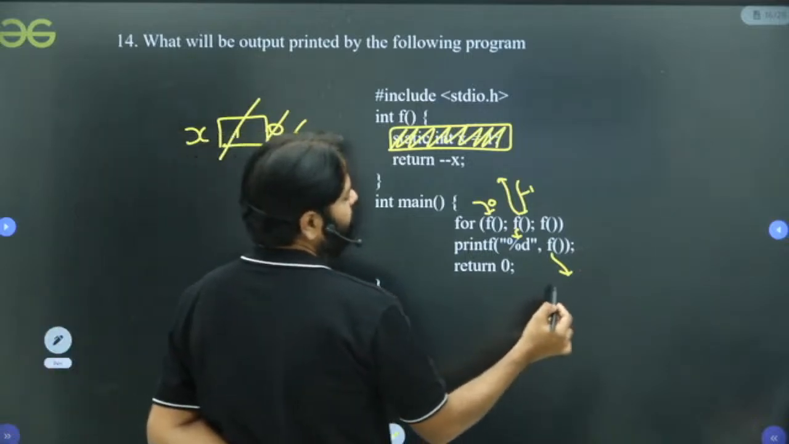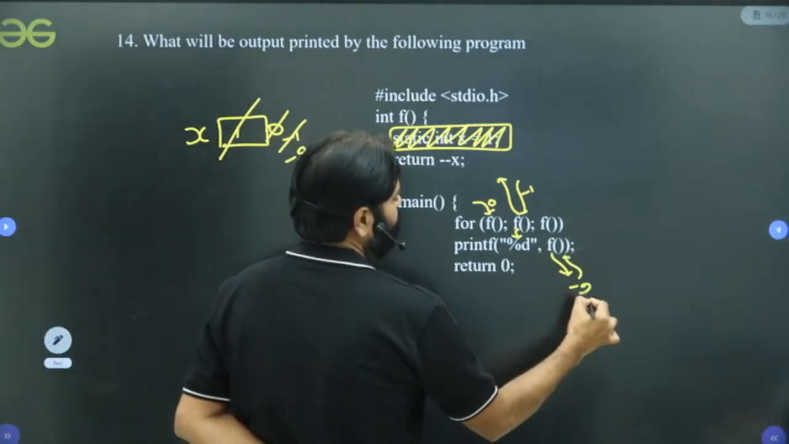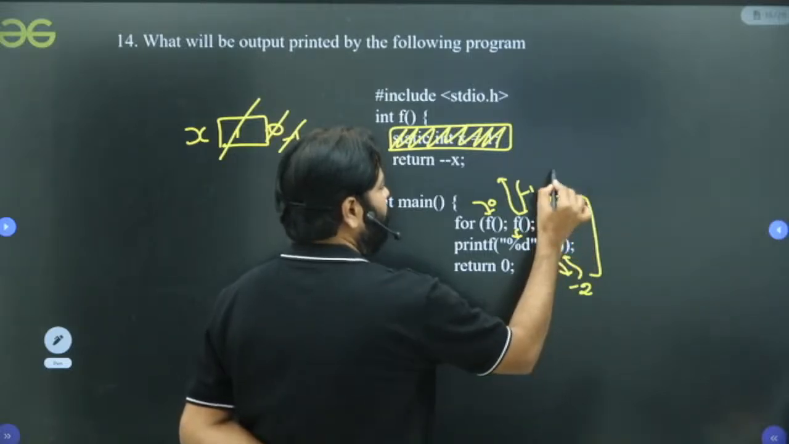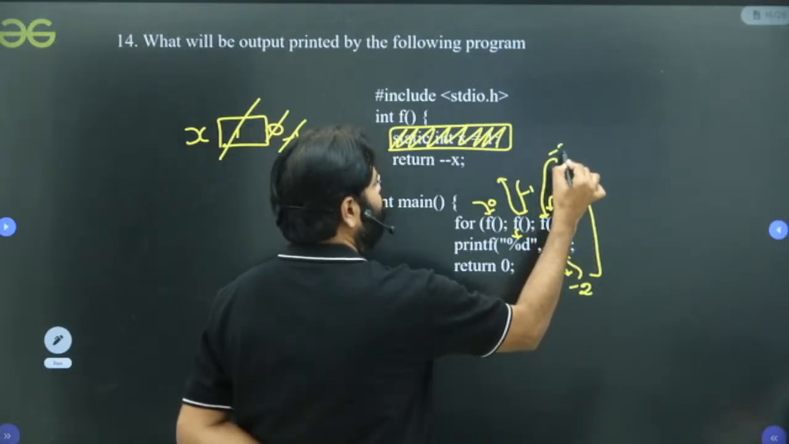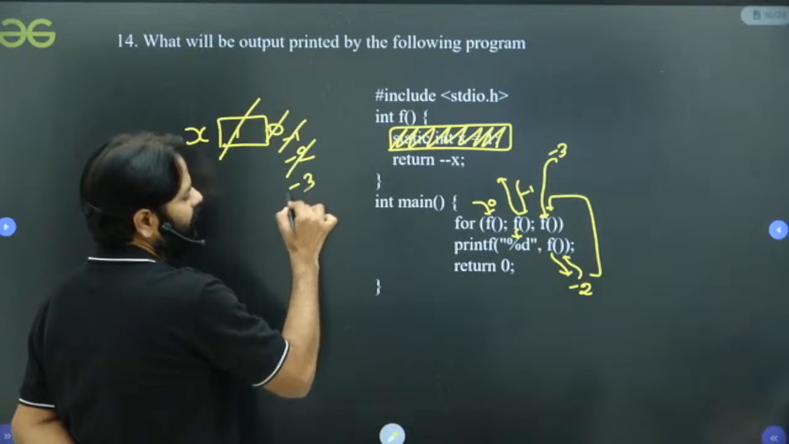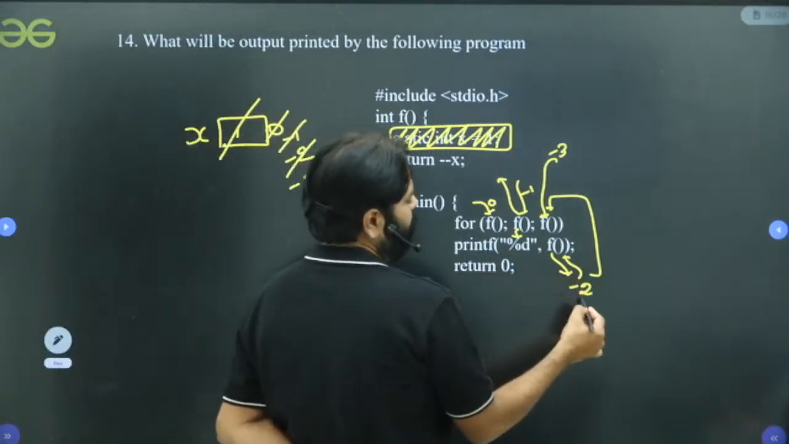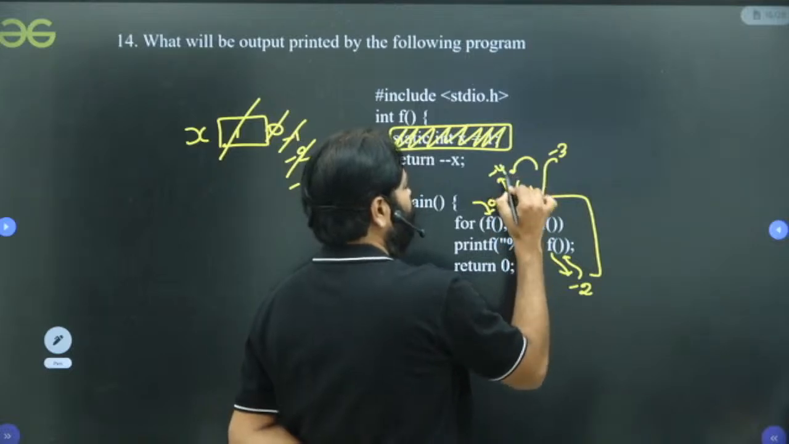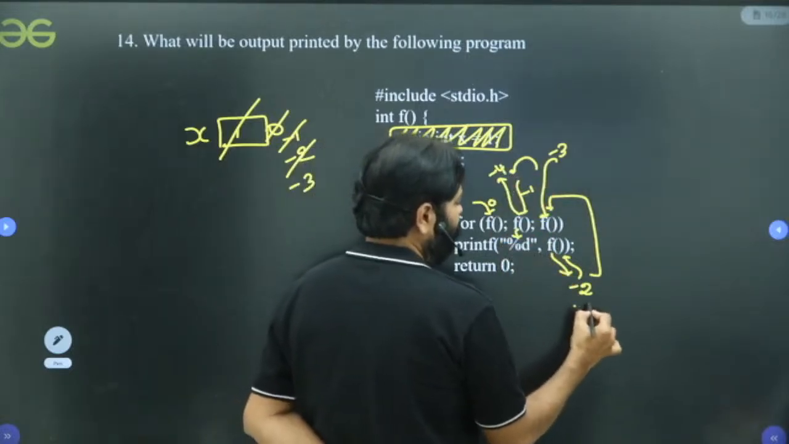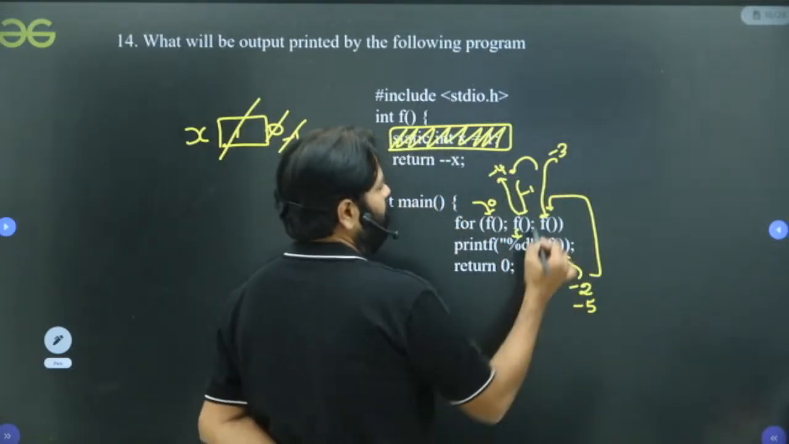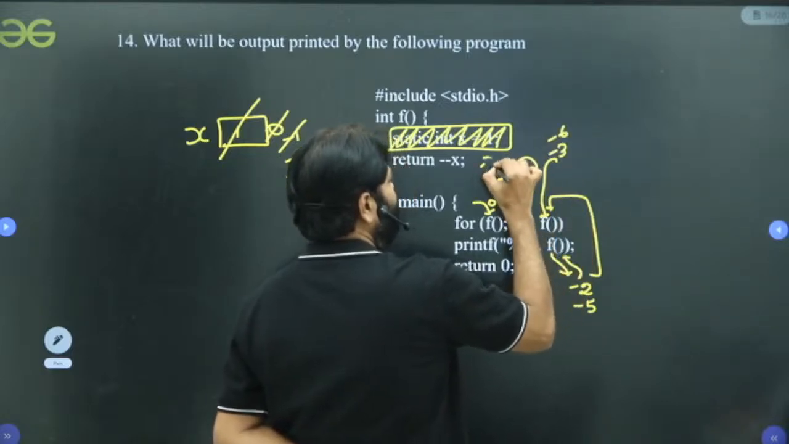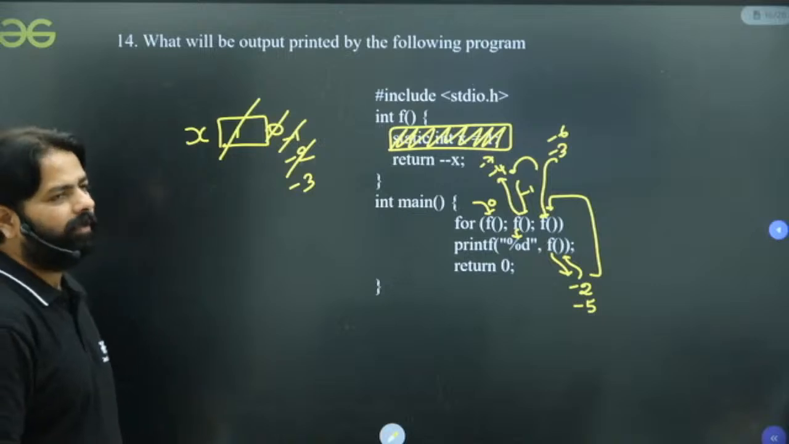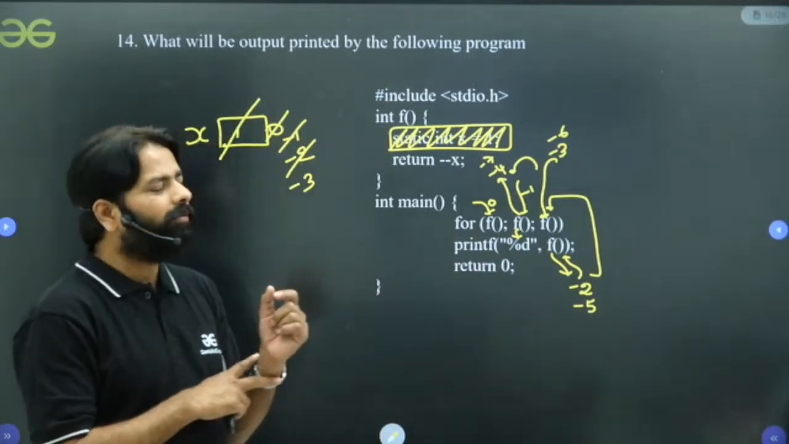It will enter, and this will call, and it will return minus 2. Then you will go here, and it will come minus 3. So can I say that directly? Can we go for that? Then here you will see minus 4, and when you come down here you will see minus 5 and minus 6, minus 7, and keep on printing. And if it is asked in numerical answer type, it's going to be very dangerous.